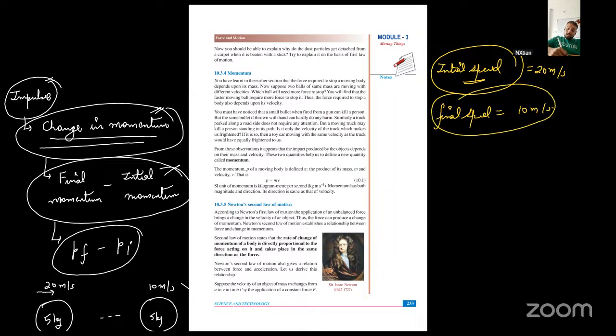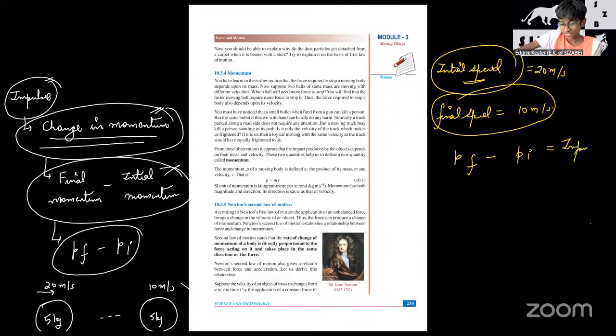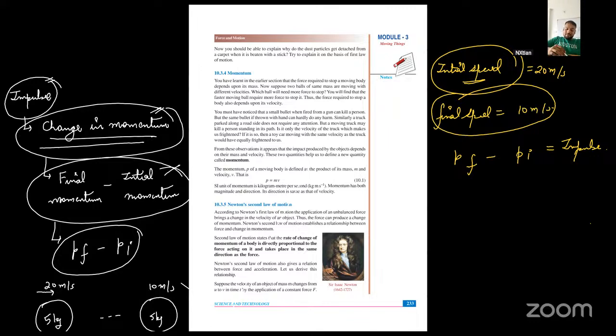Now, the impulse is final momentum, which is Pf, minus initial momentum, which is Pi. Now, what is momentum? Momentum is mass into velocity. Now, Pf is there, so it means mass into final velocity. Did you understand? Yes or no, guys? I'm repeating again. Pf is final momentum. Final momentum is equal to mass into final velocity, or final speed. So basically, mass is 5 kg into final velocity, which is 10. Did you understand what I'm doing?